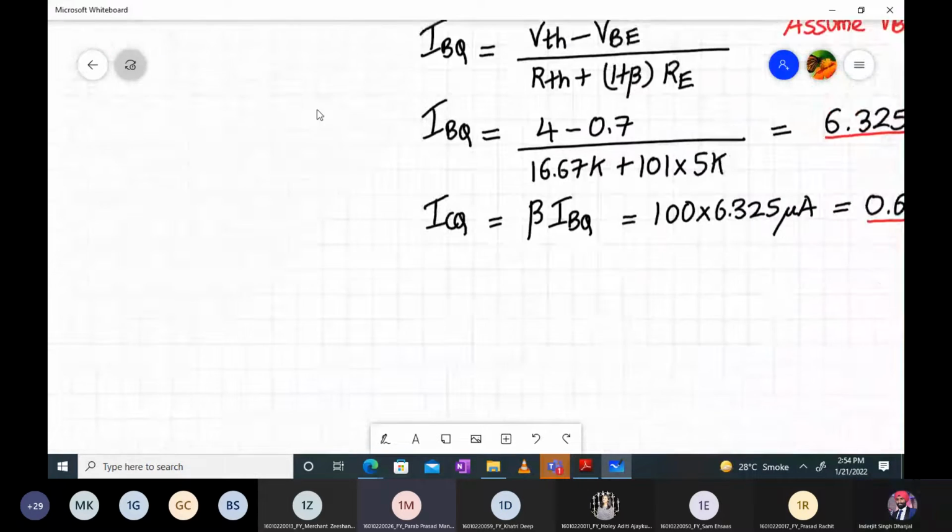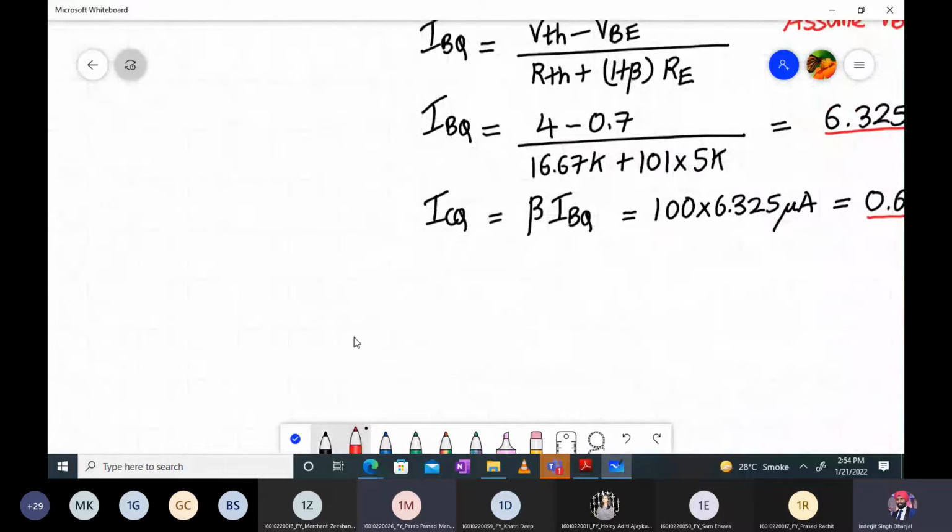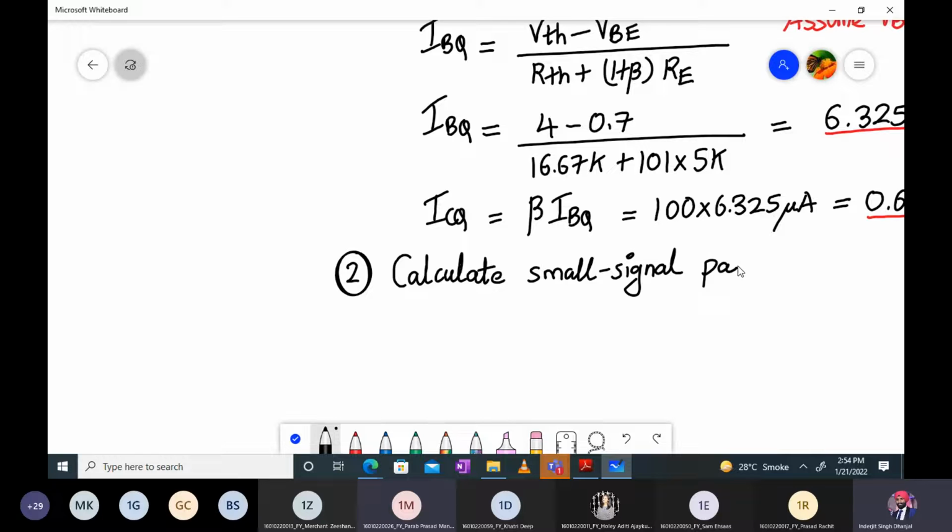Next, what do we find out? What do we normally find out next? Calculate small signal parameters. Okay, so calculate small signal parameters. So what are the small signal parameters? RPi, GM and RO, which make up the small signal model.